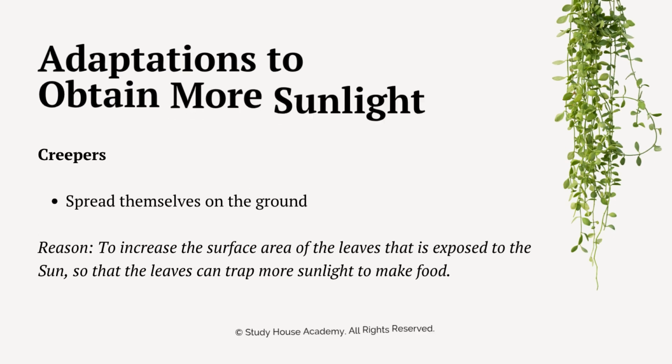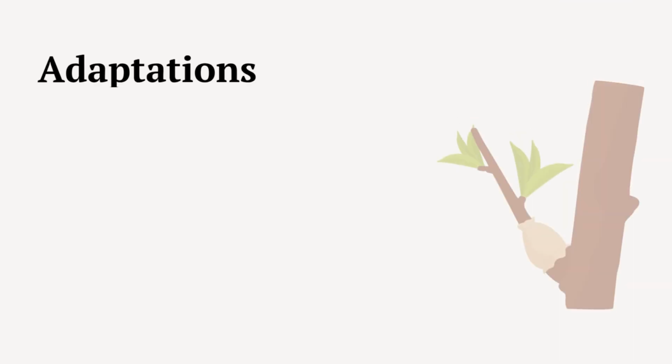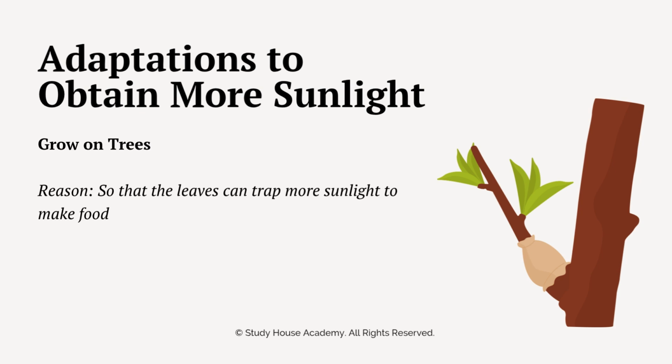Creepers. Spread themselves on the ground. Reason, to increase the surface area of the leaves that is exposed to the sun, so that the leaves can trap more sunlight to make food. Grow on trees. Reason, so that the leaves can trap more sunlight to make food.